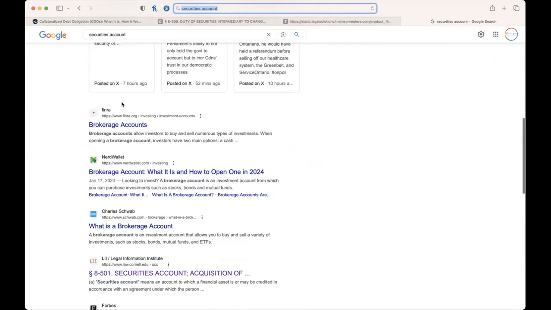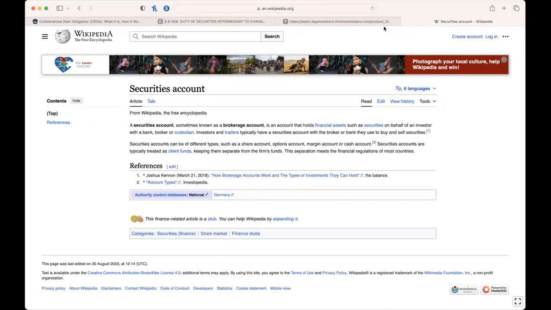Oh yeah, we did read it under 8501. I know usually we don't read from Wiki, but let's go here, see what we got. A securities account, sometimes known as a brokerage account, is an account that holds financial assets such as securities on behalf of an investor with a bank, broker, or custodian. Investors and traders typically have a securities account with the broker or bank they use to buy and sell securities. Securities accounts can be of different types, such as share account, options account, margins account, or cash account, which ours will be a cash account.